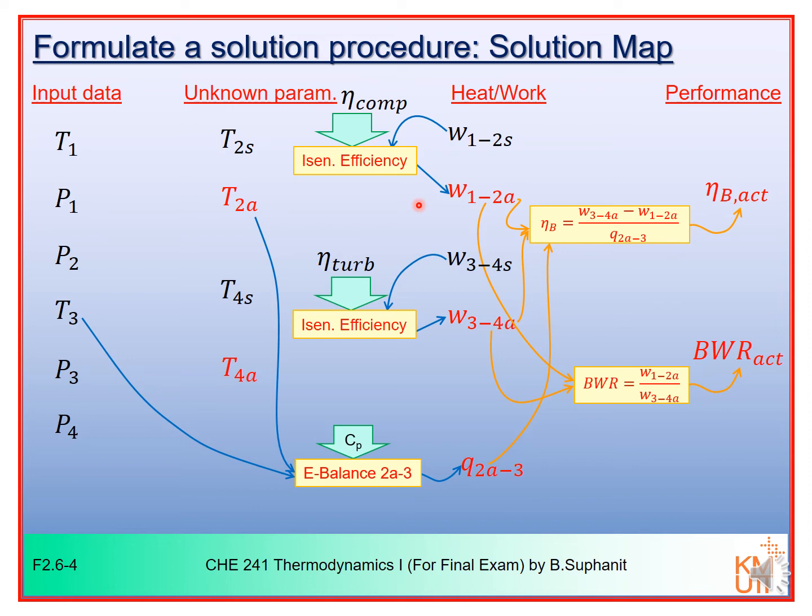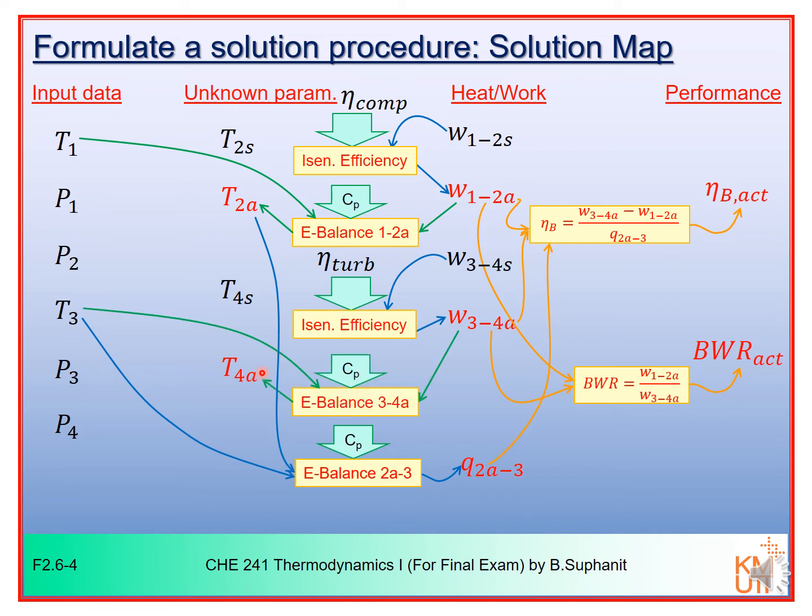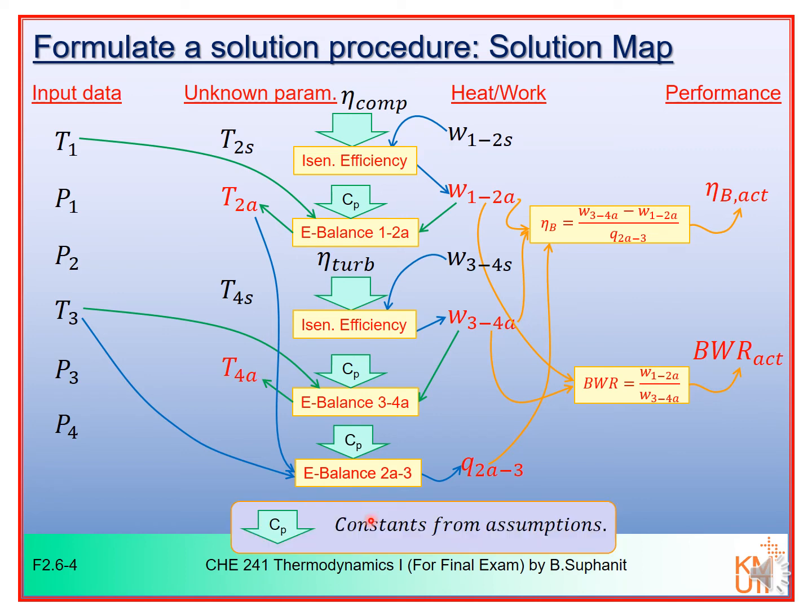We can see that we have only T2A and T4A left to be determined. We can get T2A and T4A from the mass and energy balances of process 1-2A and process 3-4A respectively. We have now completely formulated our solution procedure. The calculation sequence can then be followed from the step in which we know our input.